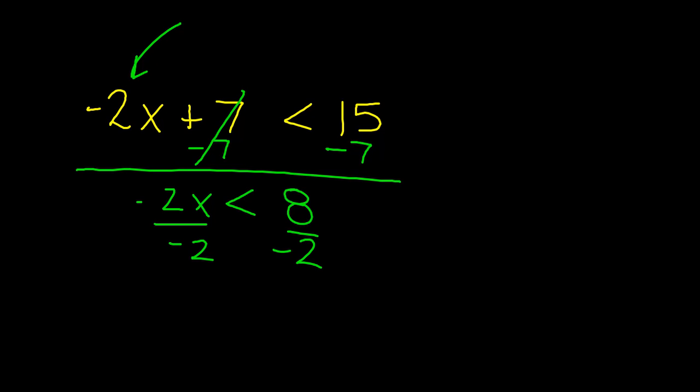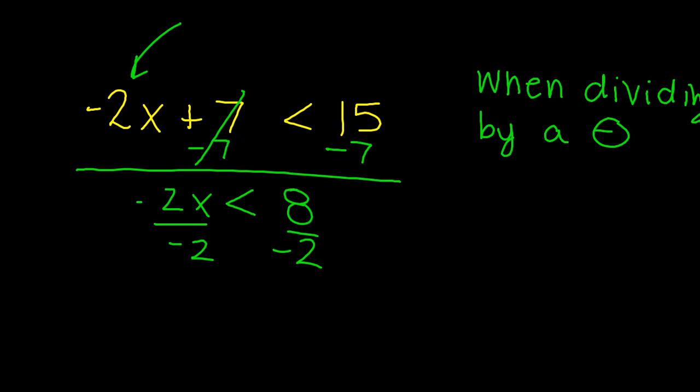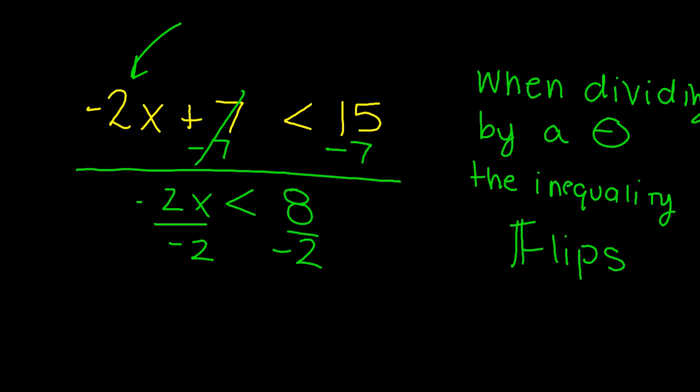So when dividing by a negative, the inequality flips. The inequality flips. So whenever we're dividing by a negative, the inequality is going to flip. So in this case, 8 divided by negative 2 is negative 4. That's coming down. My x is coming straight down. And now instead of saying less than, this is going to flip to greater than.